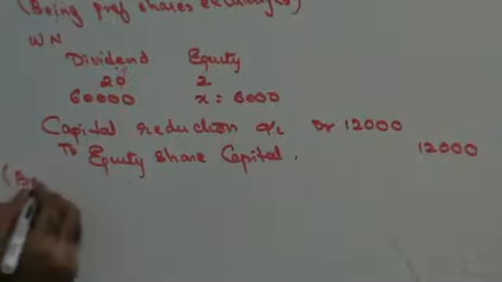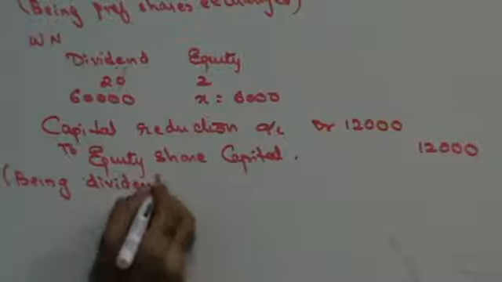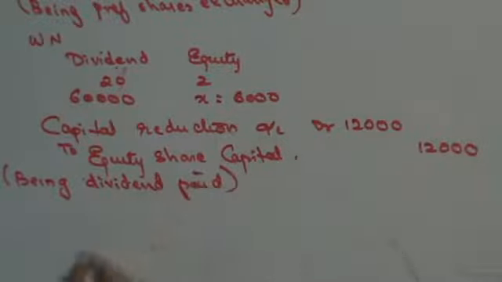Being dividend paid. Why am I not using the word dividend? Because dividend is a contingent liability. Contingent liabilities, the word is not there in the balance sheet. If the word is not there in the balance sheet, you cannot use it in the journal. Next.